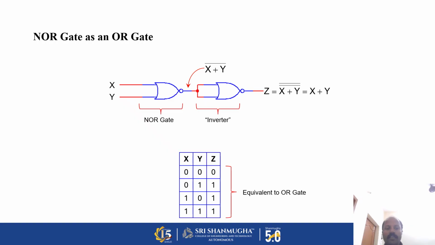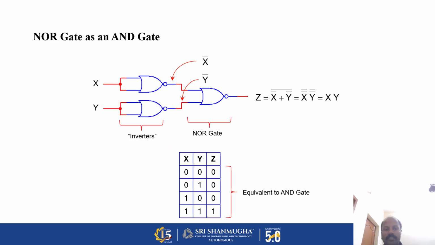NOR gate as an OR gate. Here we are giving two inputs to a NOR gate, and you are getting one output, which is the complement of the sum of the inputs. Taking a complement of that again, the output will be the addition of the two inputs. So again it is similar to the NOR gate working as an OR gate. So this is an example for that.